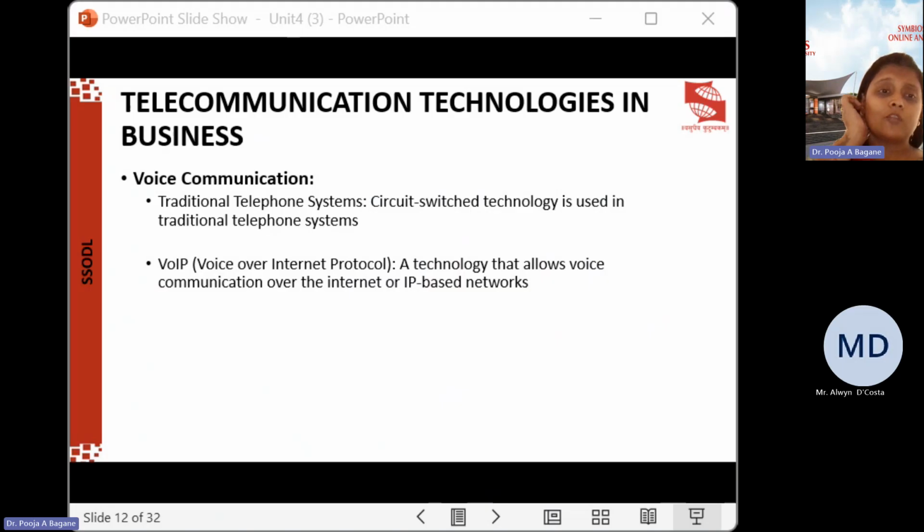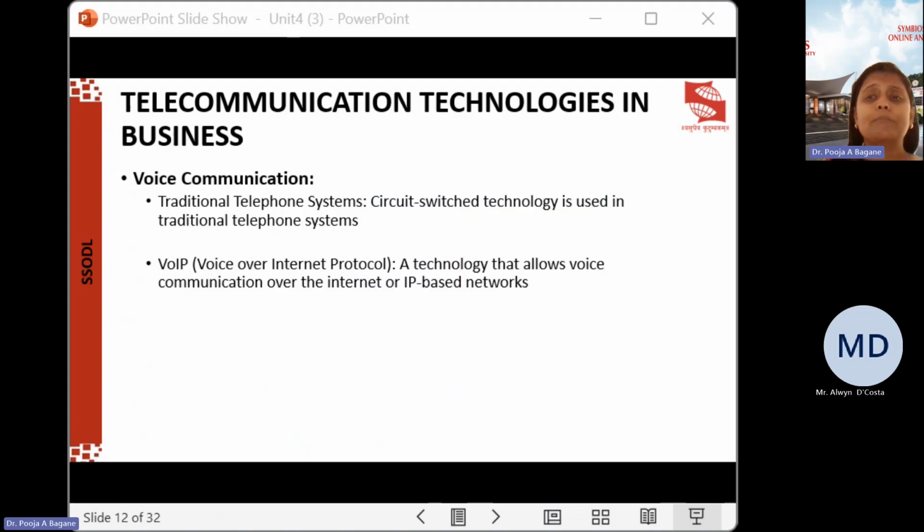Then there is Voice over Internet Protocol, that is VoIP. It is a technology that allows voice communication over the internet or an IP-based network. Rather than using the circuit-switched network used in traditional telephone systems, VoIP converts the voice signals to digital data packets and sends them over the internet or network.